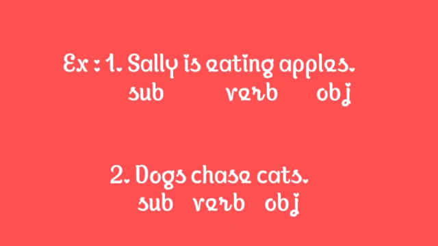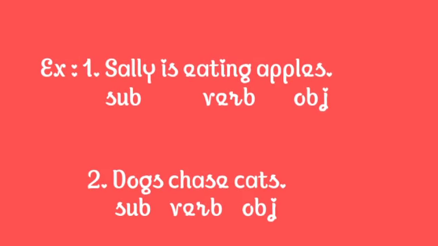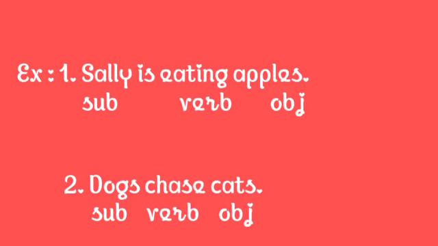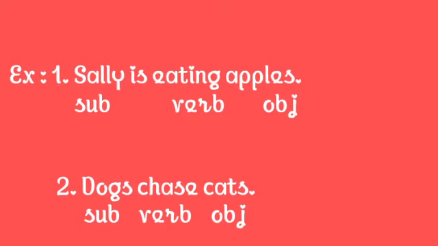The active voice is more direct, concise, and clear. For example, Sally is eating apples. Here, Sally is subject, eating is verb, and apples is object. Whereas dogs chase cats. Here, dogs are the subjects, chase is the verb, and cats is an object.